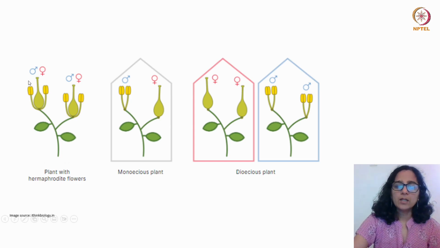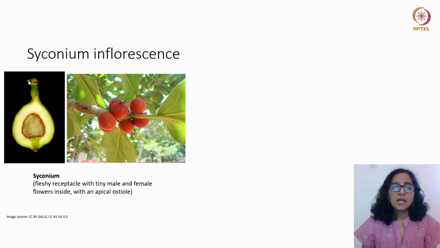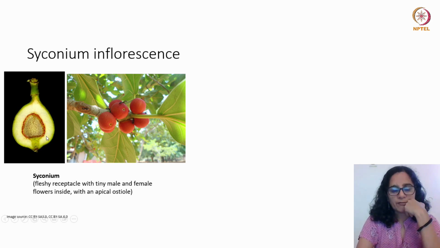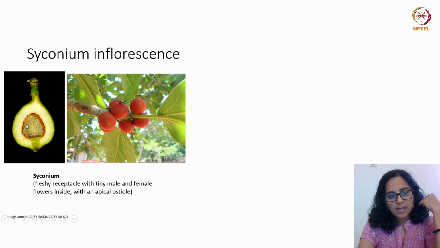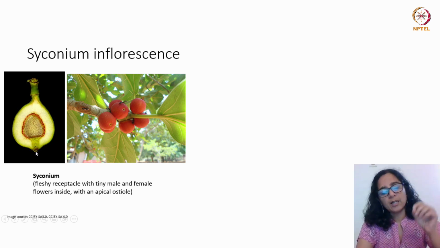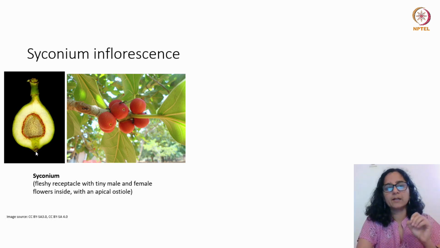So with this background, we will now go into studying fig inflorescence. The inflorescence itself is known as syconium. It has a fleshy receptacle. This whole thing is fleshy. This is a raw fruit cut open, but this whole thing becomes fleshy, and it has tiny male and female flowers inside. And this is known as the ostiole, a hole through which fig wasps enter.